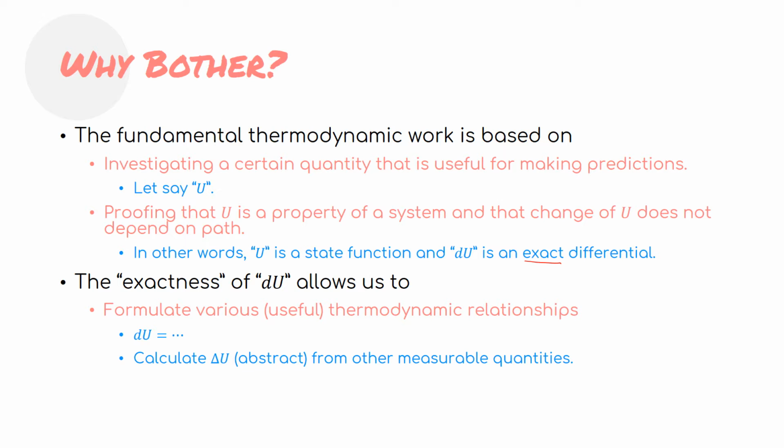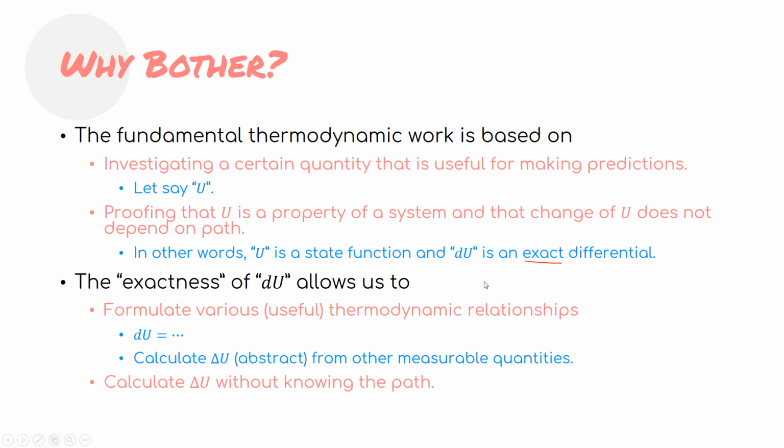I just told you that U is energy, and energy is an abstract quantity. We don't have a device that measures energy, but we can measure energy indirectly by measuring something else, like temperature and volume. And in order to relate the change of volume and pressure to the change of energy, we are exploiting the property of the exact differential of U, essentially. So this is a very powerful concept and allows us to calculate many abstract quantities in thermodynamics.